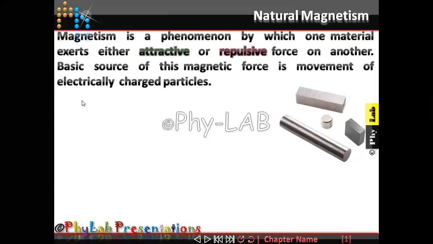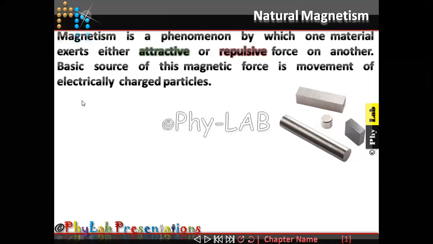Today's topic is natural magnetism. Now, magnetism is a phenomenon in which you observe one material or one substance attracting another substance or repelling another substance.